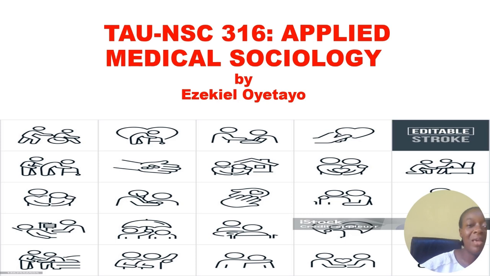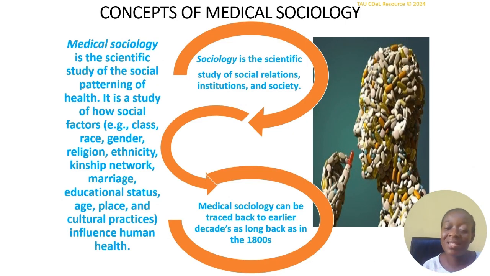I'm Ezekiel Oyetayo. So today we'll be starting with the concept of medical sociology. Sociology in its context is a scientific study of social relations, institutions, and the society. So medical sociology is a scientific study of the social patterning of health. That is, how social factors like class, gender, race, ethnicity, religion, and so on and so forth influence human health.